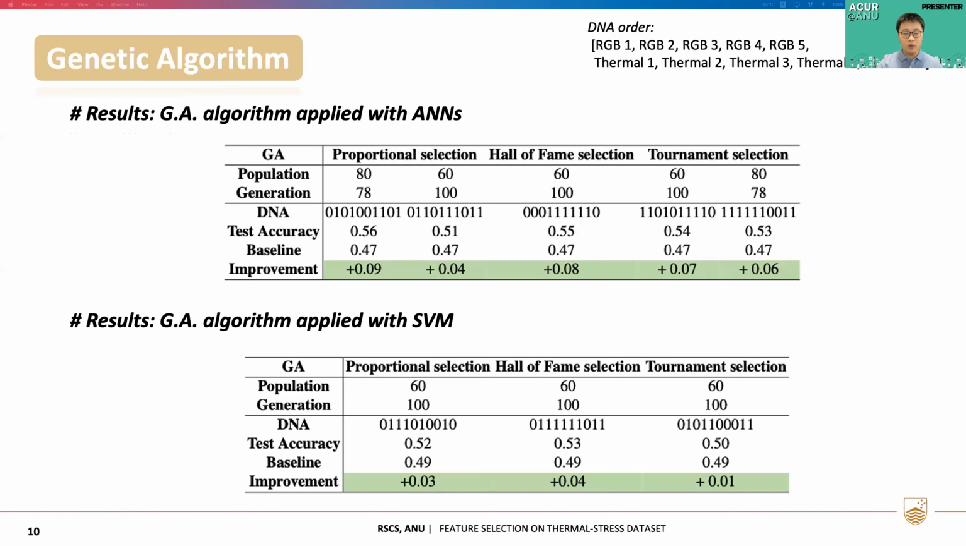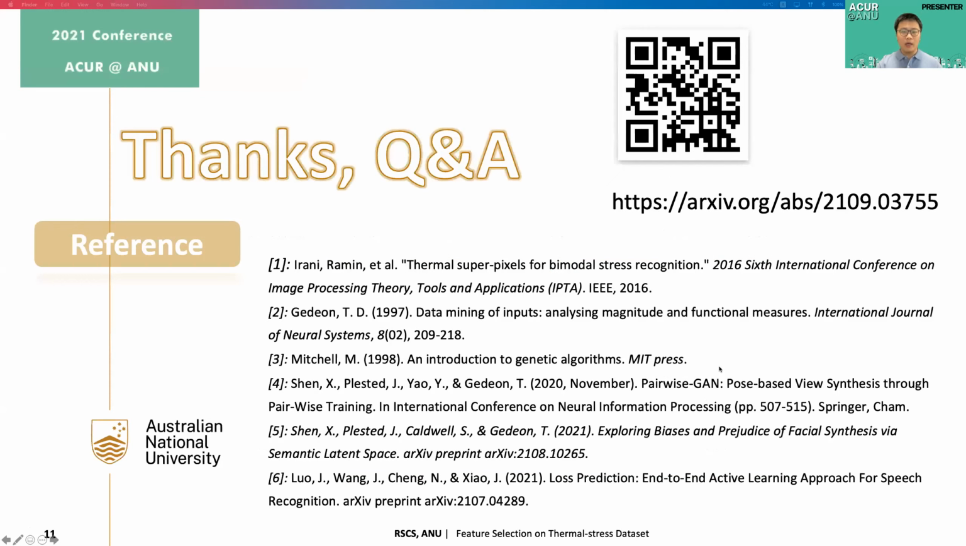In this paper, we studied 3 different feature selection algorithms: correlation analysis, magnitude measure, and the genetic algorithm. With machine learning models, we also indicate lots of findings. Hope these findings can improve the accuracy of current stress recognition systems. If you are interested in our work, you can scan this QR code and read the full paper. And that's all my presentation. Hope you enjoyed. Thanks everyone, and keep safe.